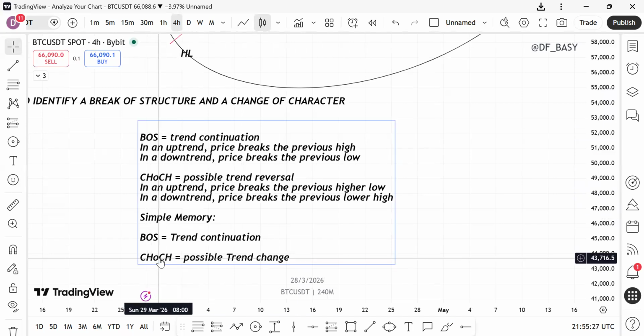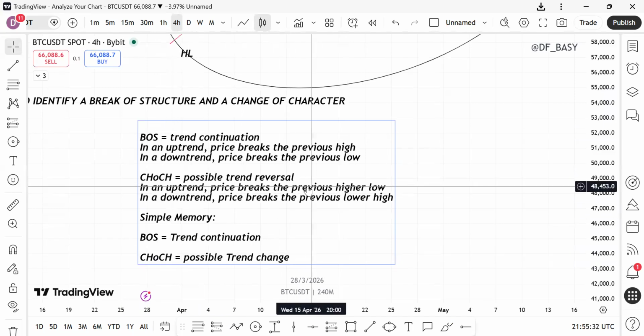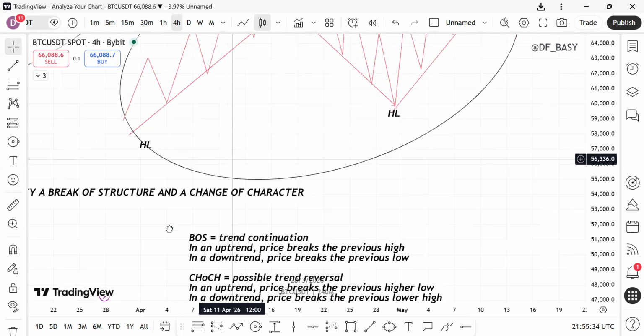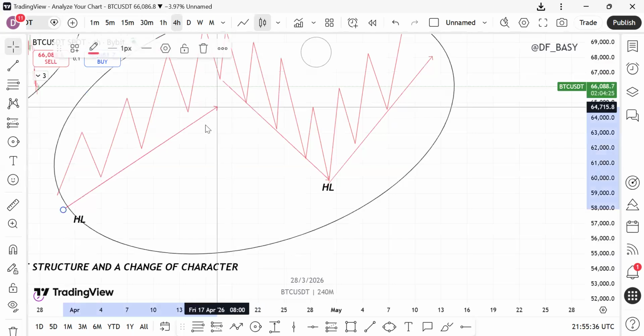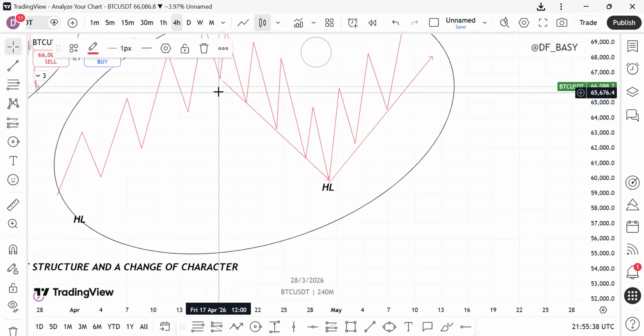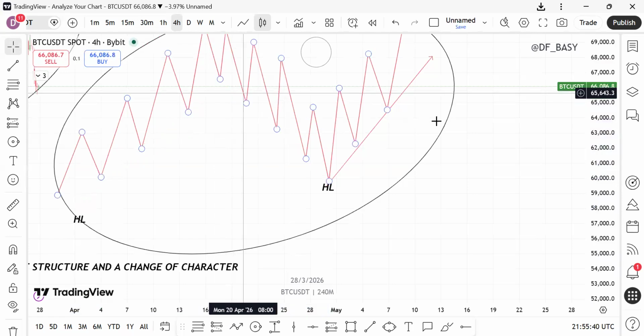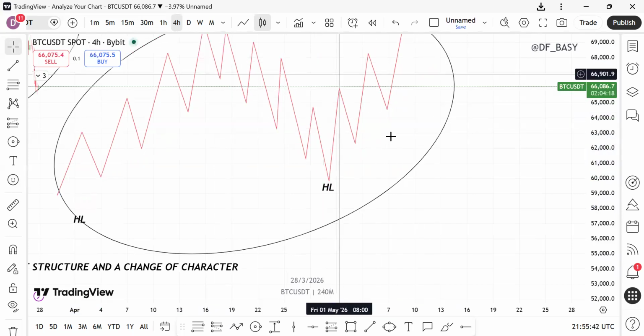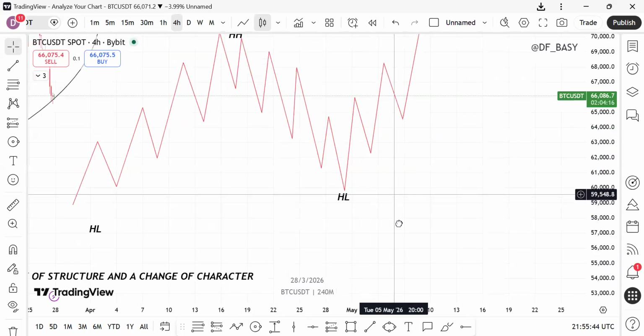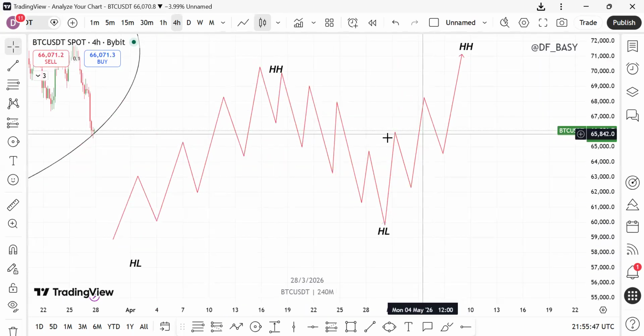CHOCH is called change of character. The CH is for change, the O is for of, then CH for character. That's when the market is changing its character, changing its trend, right? So now, inside the structure, let's come back here before we move to the main chart. Now, inside this structure, what can you see?